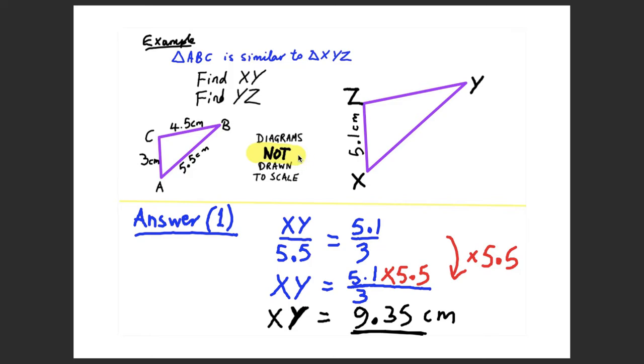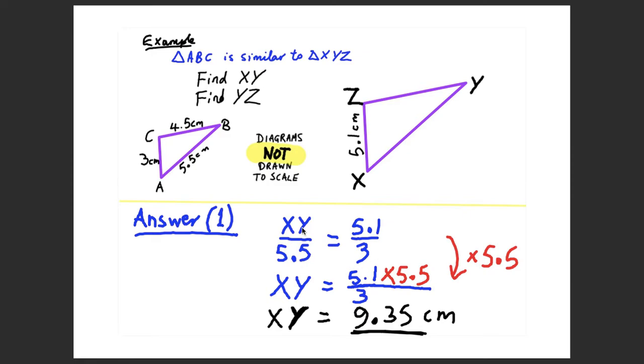So anyway, the way you approach this is to say, so here's the answer to question 1, finding XY. You've got to say, okay, XY that I'm trying to find out divided by the corresponding side in the other triangle, 5.5, is going to be the same as the 5.1 that I know in the big triangle divided by the corresponding side that I know, 3, in the little triangle. So this divided by this is going to be the same as this divided by this. So I write down XY divided by 5.5 equals 5.1 divided by 3.